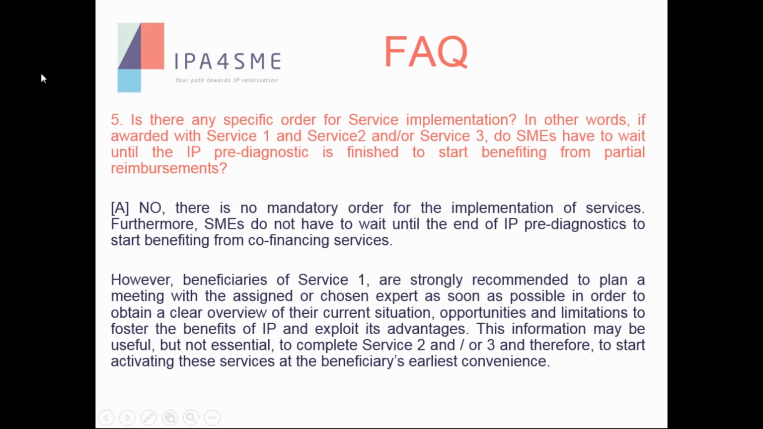Question number 5. Is there any specific order for service implementation? So in other words, if awarded with service 1, service 2, and/or service 3, does one have to wait until the EP pre-diagnostic is finished to start benefiting from partial reimbursement? As I said at the beginning of the guide, it's really important to emphasize that in the event that a beneficiary has been awarded more than one service, the beneficiary is not forced to follow any particular order in completing the services. This means that, for example, if a beneficiary has been awarded both service 2 and service 3, they can start in parallel or decide to complete one and then start the second one.